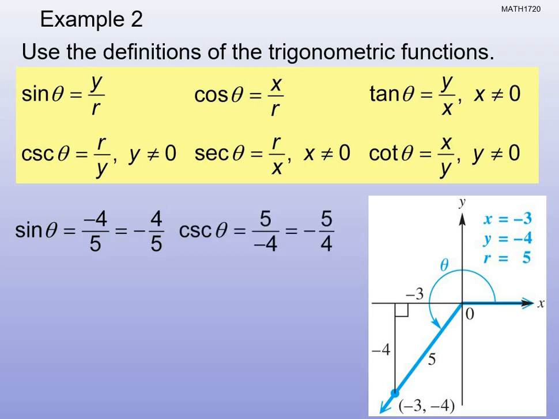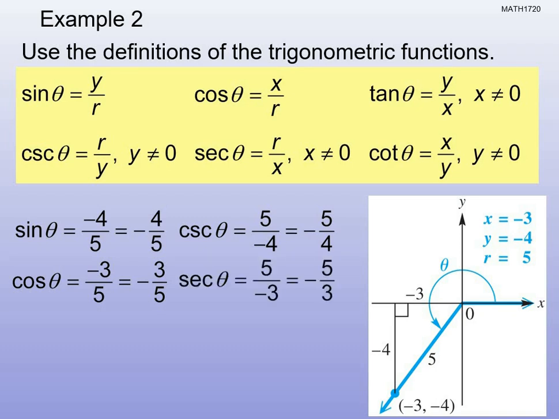Its inverse, cosecant of theta, is just flipping that. The negative stays, so it's -5/4 for cosecant. What's cosine going to be? Cosine is the horizontal component over the magnitude. So cosine of theta should be -3 divided by 5, giving us negative 3/5. And then what's the inverse function for cosine? It's secant, and we flip it, so we should have negative 5/3 for secant.